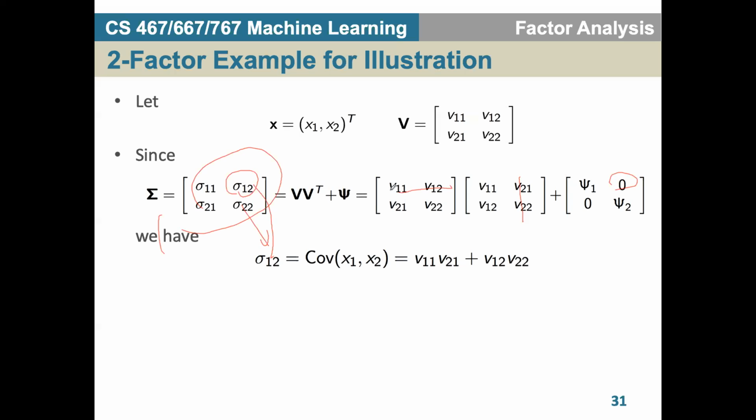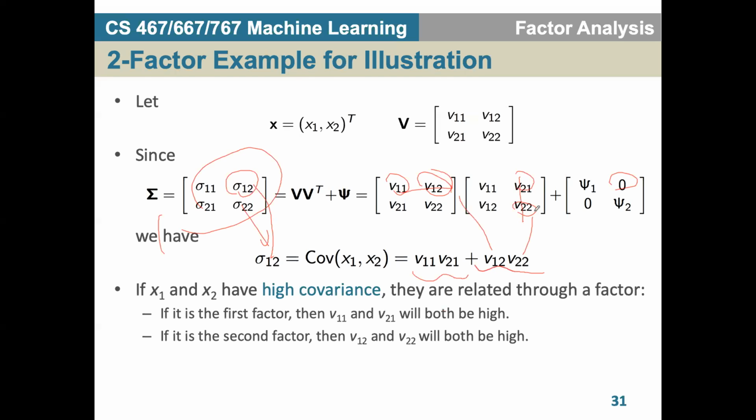So this is really this item times this item, which is here, and this item times this item, which is here. Oh, no, sorry. Let me see. Yeah, it's correct. That's this item, this item, this item. Now let's think about when our sigma ij, sigma 1,2 will have a high covariance.